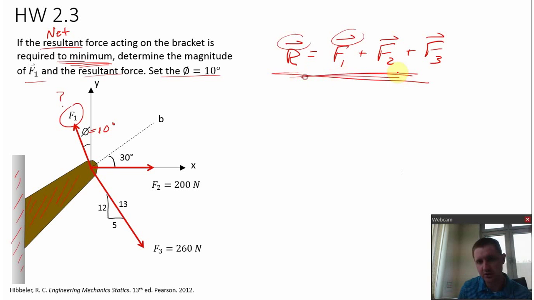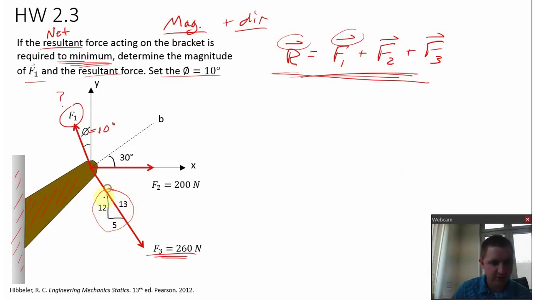So what do I know about these vectors? A force is a vector, and to define a vector you need to know two things about it: the magnitude and the direction. For F3, I know the magnitude is 260 newtons, and I also know the direction based on this right triangle, so I know everything about F3. For F2, I know the magnitude, and I see that it's pointing in the positive x direction, so I know everything about F2.